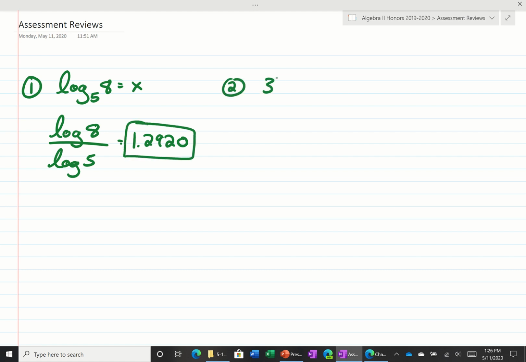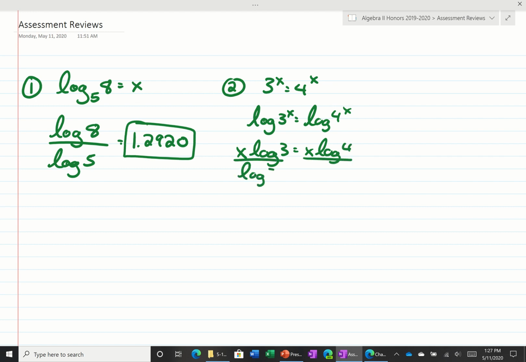Problem number 2, it says 3 to the x power is equal to 4 to the x. All right, so let's take the log of both sides. Bring the x down. Divide both sides by the log of either one. And you'd get x is equal to log 4 divided by log 3, which is 1.2619x. We subtract x on both sides, and we divide by the number in front of x. We get that x is 0.